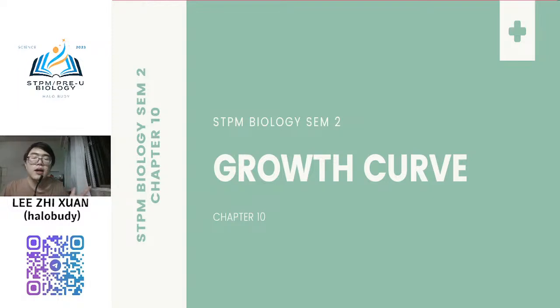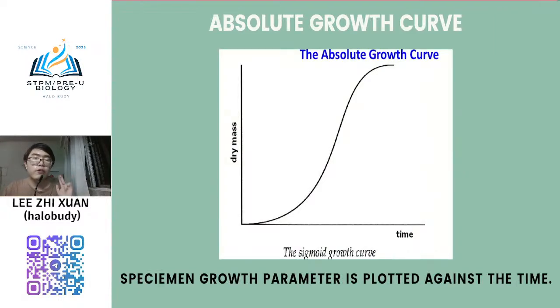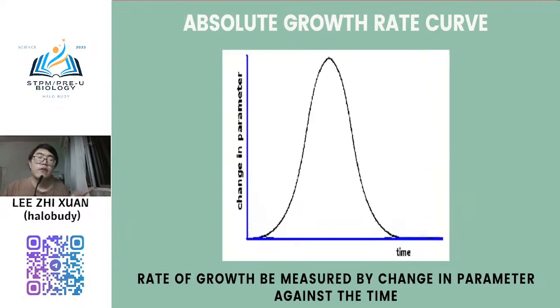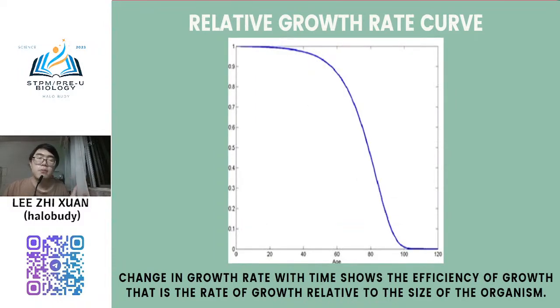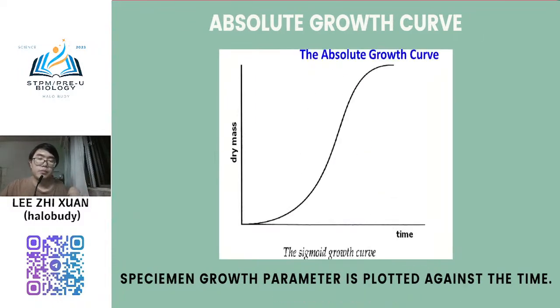So in general, there are three main types of growth curve you need to learn: absolute growth curve, absolute growth rate curve, and one more, relative growth rate curve. Normally you need to know how to draw these curves and how to calculate the y-axis. But for the absolute growth curve, you don't need to calculate because it is a parameter against time. This is very direct, you just use any parameter.